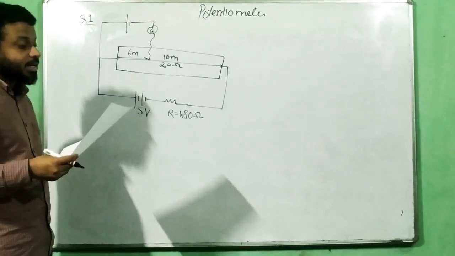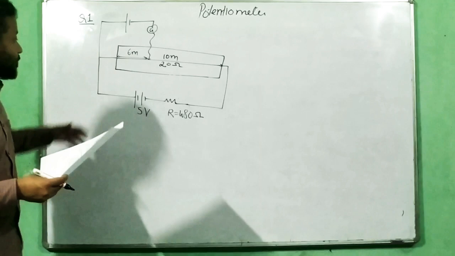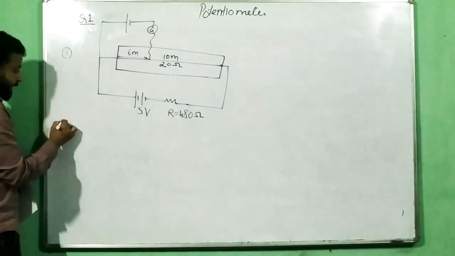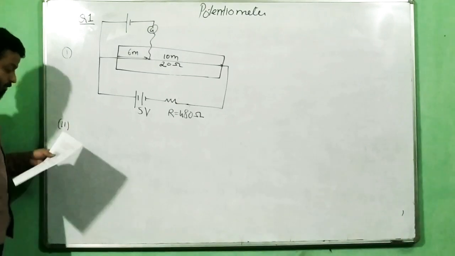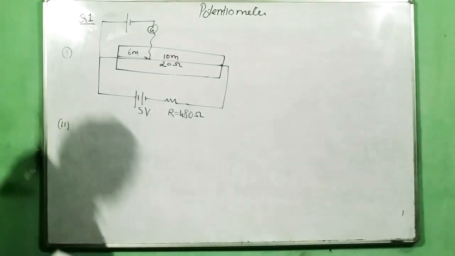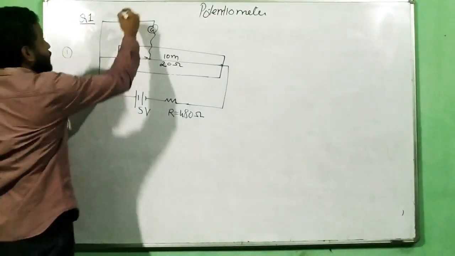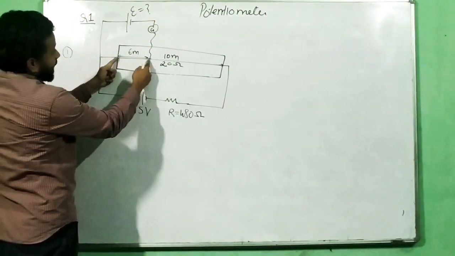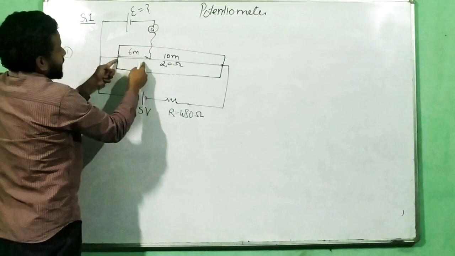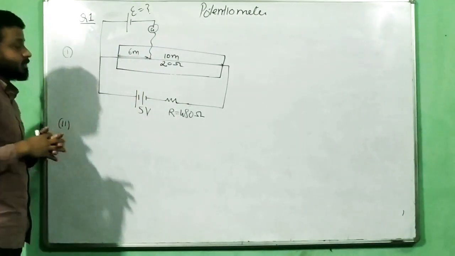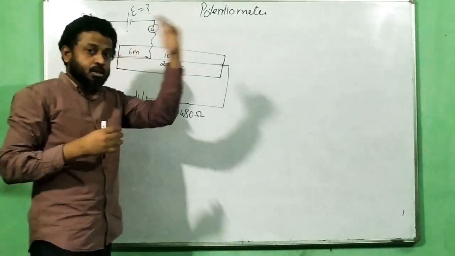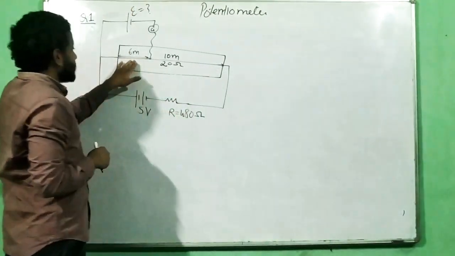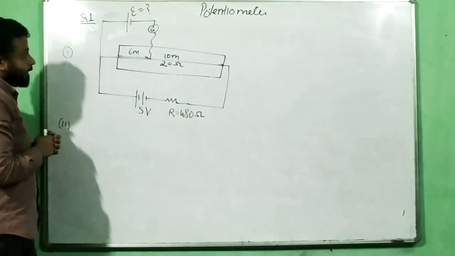The second point of the question is the potential gradient of the potentiometer wire. So this is the answer for the first question, draw the circuit diagram. Second question is, find the potential gradient. The EMF is not known to me. Though the length is known to me, if I don't know the EMF, I cannot find the potential gradient, because potential gradient is potential divided by length.